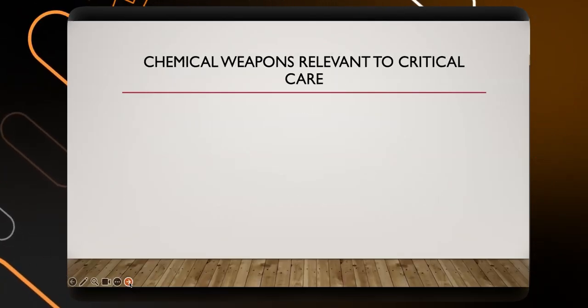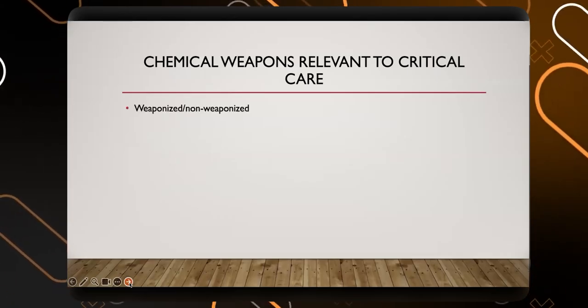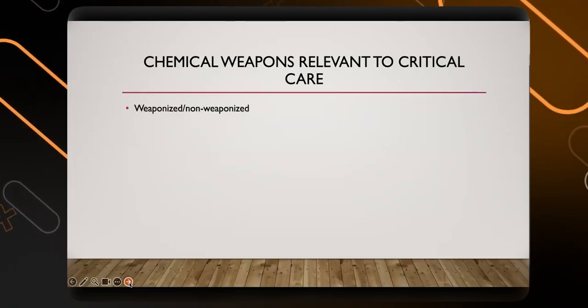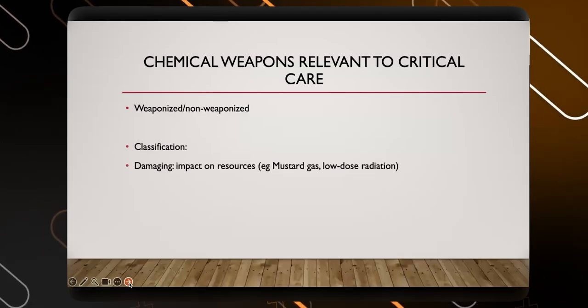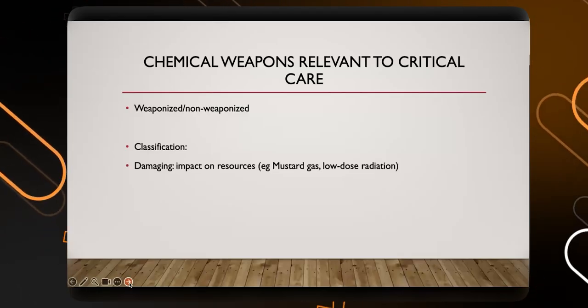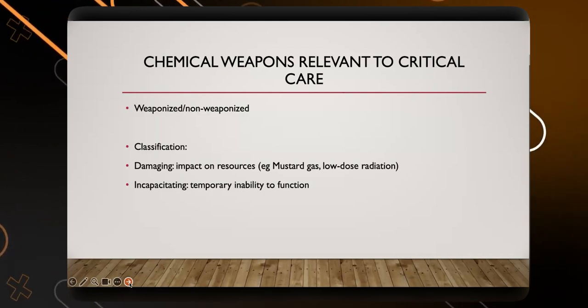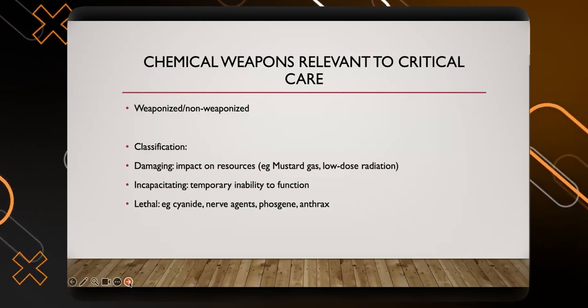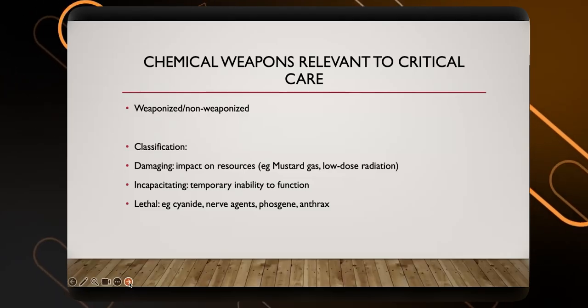Chemical weapons relevant to critical care, which is the next topic. Now, they can be weaponized or non-weaponized. They can be classified as damaging, which is impact on resources, for example, mustard gas, low-dose radiation; or incapacitating, which is temporary inability to function; or lethal, for example, cyanide, nerve gases, phosgene, anthrax, etc.